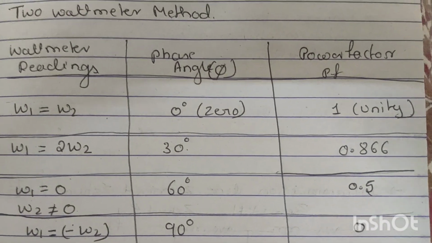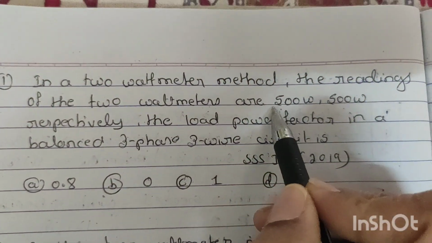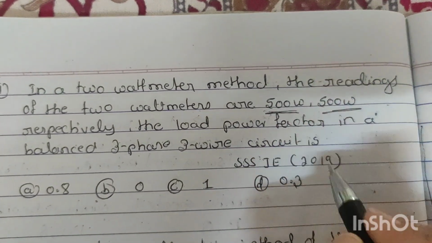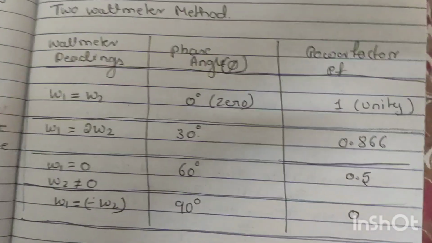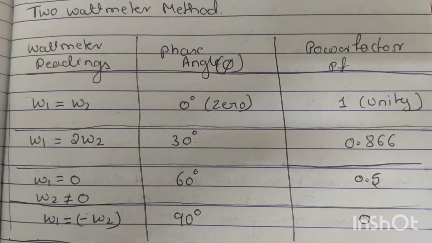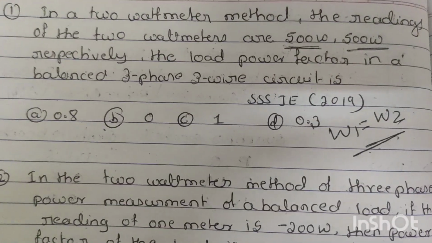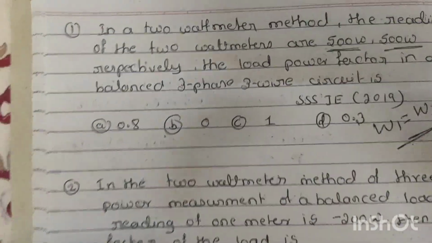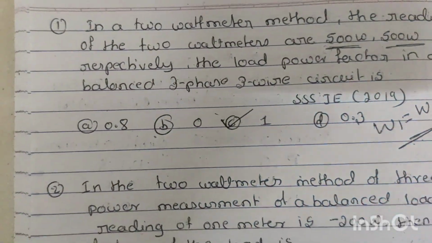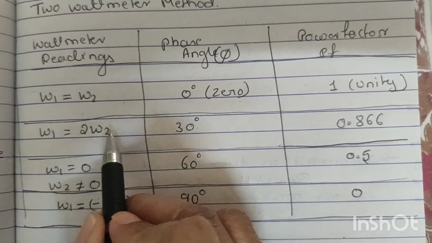factor is unity. So in this question you can see wattmeter reading W1 is equal to W2. Then what is the phase angle and what is the power factor? The phase angle is 0 and the power factor is unity. In this question they have asked the load power factor in a balanced 3 phase circuit. So from this table only we can tell the answer like this. Option C is the right answer. So you have to remember this table, including when W1 equals 2W2.